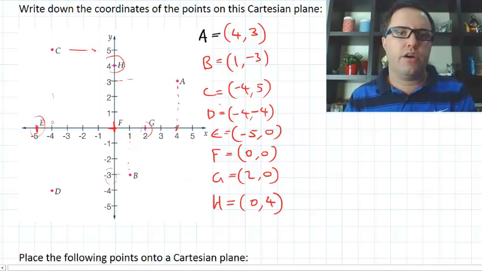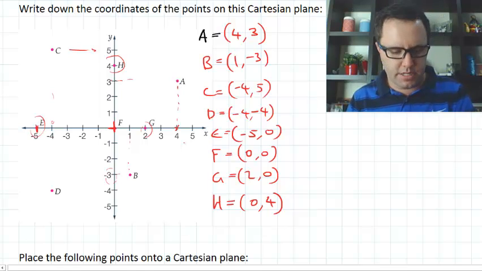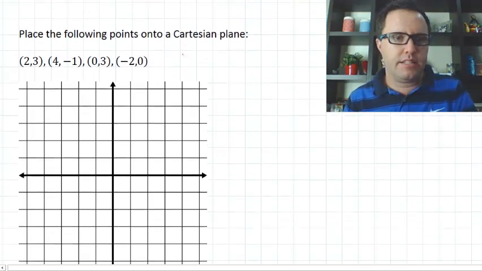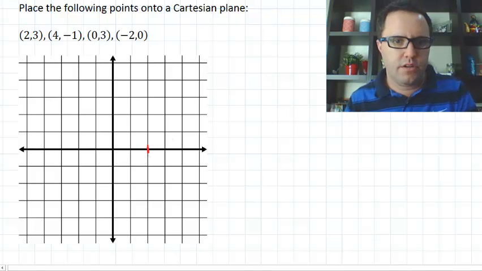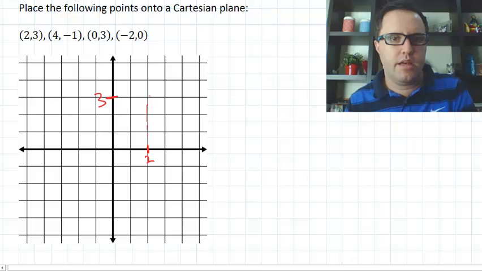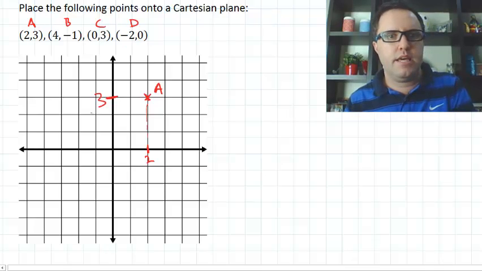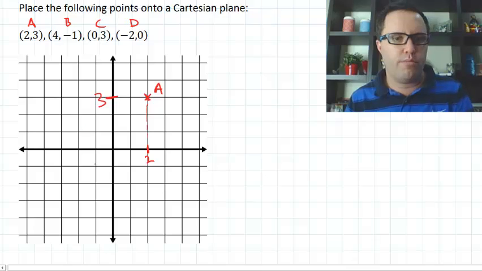Okay, so that's getting an ordered pair from a set of points on a Cartesian plane. And lastly, we also need to be able to place the following points onto a Cartesian plane. So 2 comma 3, so we come out to x is 2, and we go up to y is 3. And so there's our point there. We might call that A. Okay, so B is 4 comma negative 1.